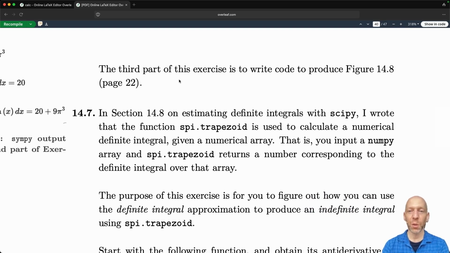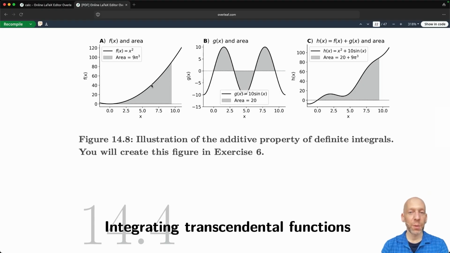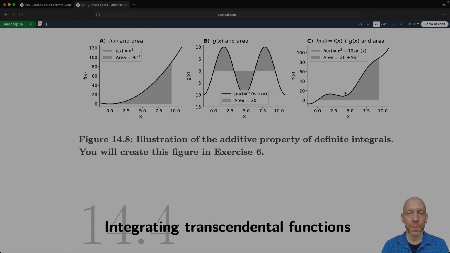Now let me scroll up to show you what figure 8 looks like. Here is the figure that we want to write code to create. You can even see we will create this figure in exercise 6. Okay, so here is function f of x, here is g of x, and here's the sum of those two functions. And you can see I've also drawn in the bounds of integration. So we want to calculate the area of the net sum of these gray patches, and here is the total area for h of x.